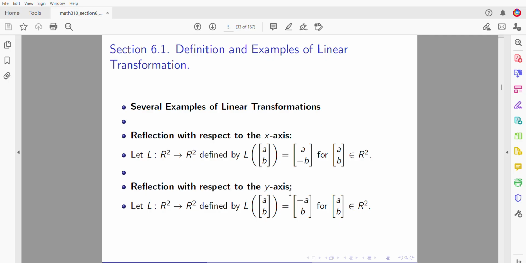You can check such an L will respect vector addition and scalar multiplication. That is, it is a linear transformation.